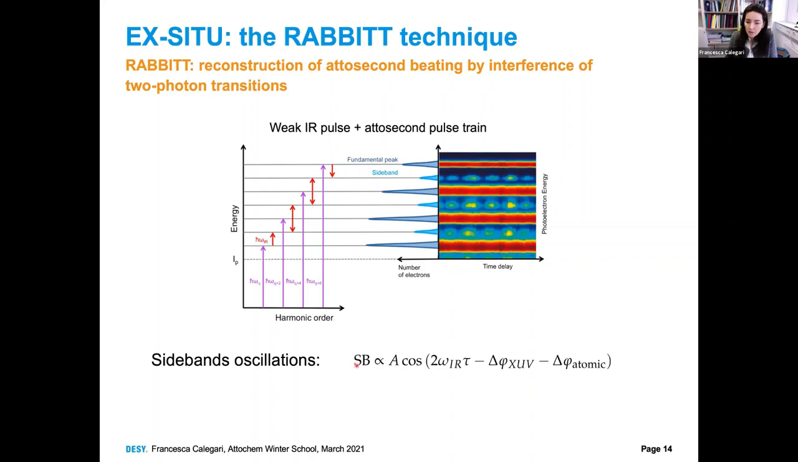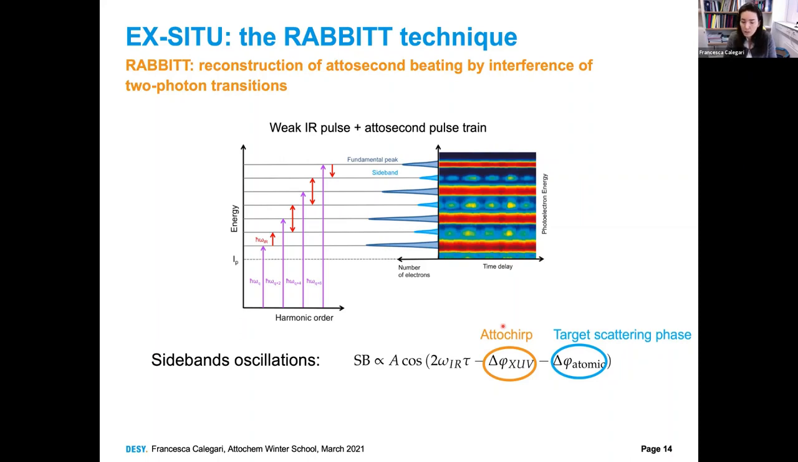Indeed, the sideband oscillations can be schematically represented as a cosinusoidal function of these terms here. And here, the most important terms that I would like to highlight is this phase term, which is actually related to the so-called attochirp, so the intrinsic chirp that your XUV attosecond pulse has. And indeed, the method can be used to extract the phase of the attosecond pulses.